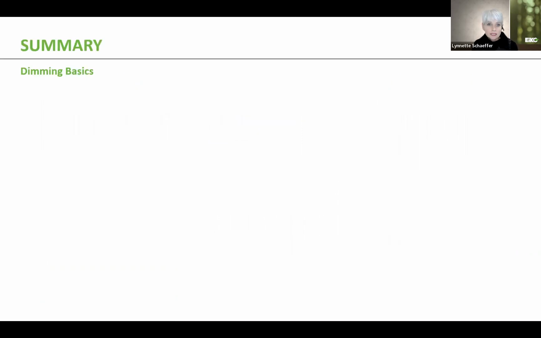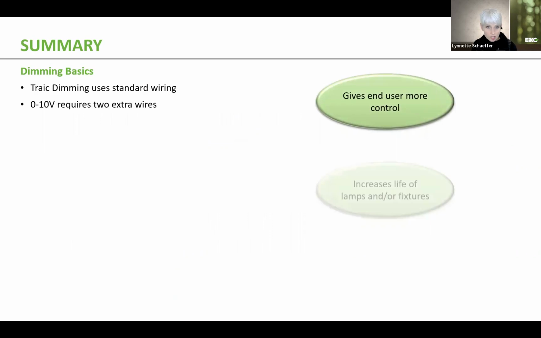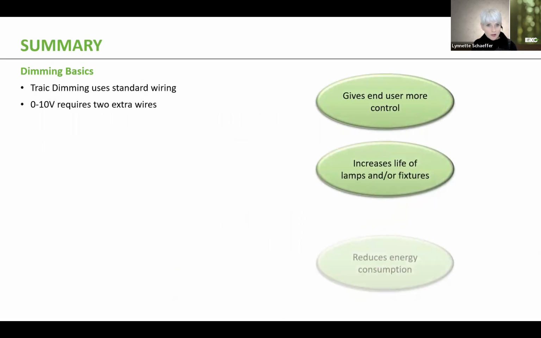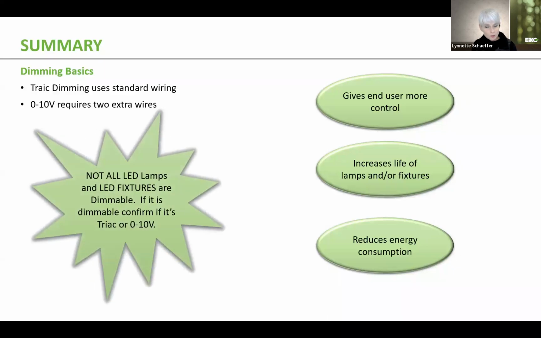Now, triac dimming, as a little summary here, uses standard wiring. 0 to 10 volt, of course, requires 2 extra wires, which we talked about. We have to remember that not all LED lamps and LED fixtures are dimmable, so don't forget that. And if it is dimmable, you need to confirm when it comes to LEDs if it's triac or if it's 0 to 10 volt.